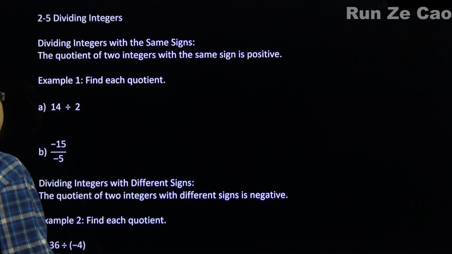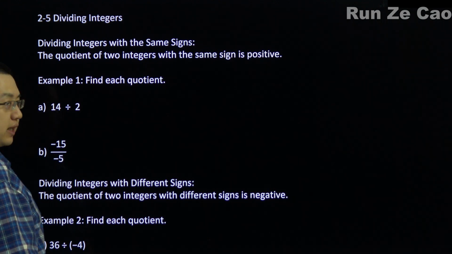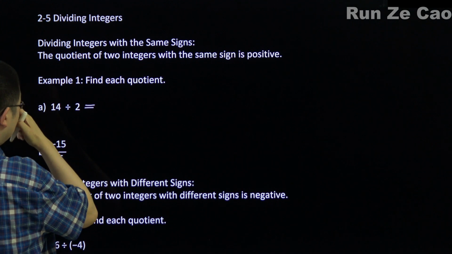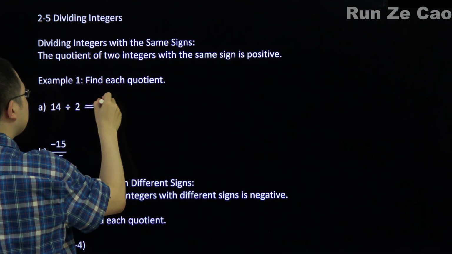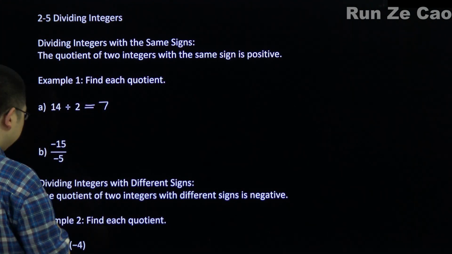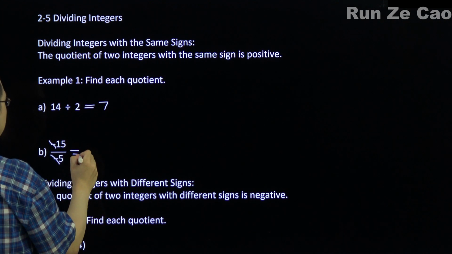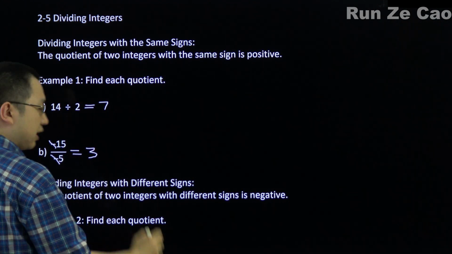Let's do some examples. Find each quotient. 14 divided by 2. No negative symbols here, so it's positive, and it's equal to 7. Negative 15 divided by negative 5. Well, the negatives cancel out, so it's 15 divided by 5, which is 3.